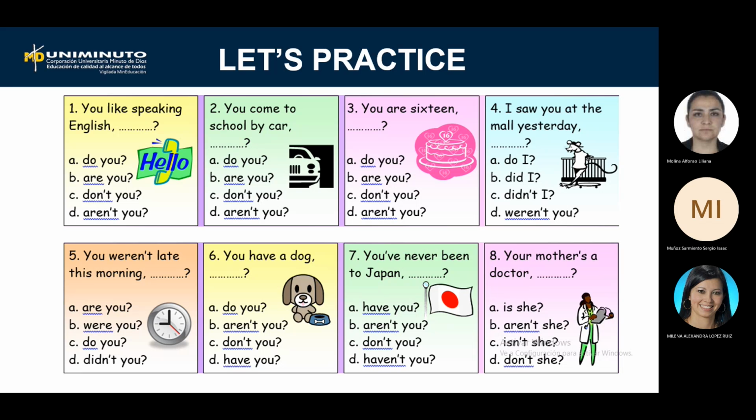Liliana, number 2. Okay, you come to school by car. Do you? Okay, negative, remember, we have the statement positive. Don't you? Very good. Number 3. You are 16. Aren't you? Okay, good. Number 4. I saw you at the mall yesterday.